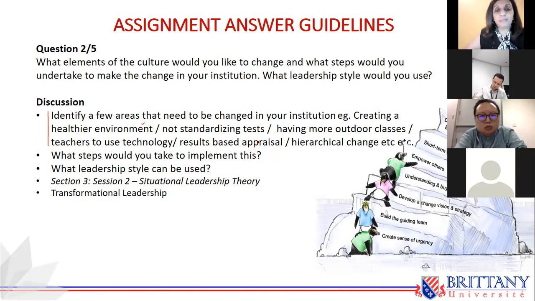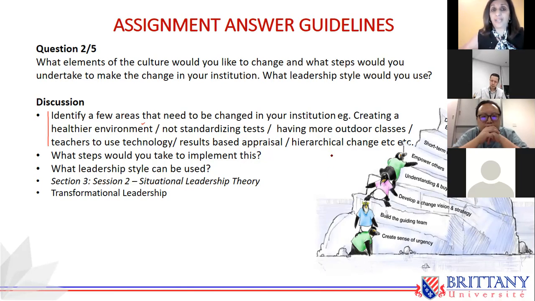What about results-based appraisal? In your school, in your institution, college, university, the appraisals are just done on performance. But there's a new ruling. There's going to be a change. All appraisals are going to be based on the students' results. And that will be for the academic staff. And then for the non-academic staff, like the administration, maybe it's going to be based on activities or output. Right? So think of what you can change.